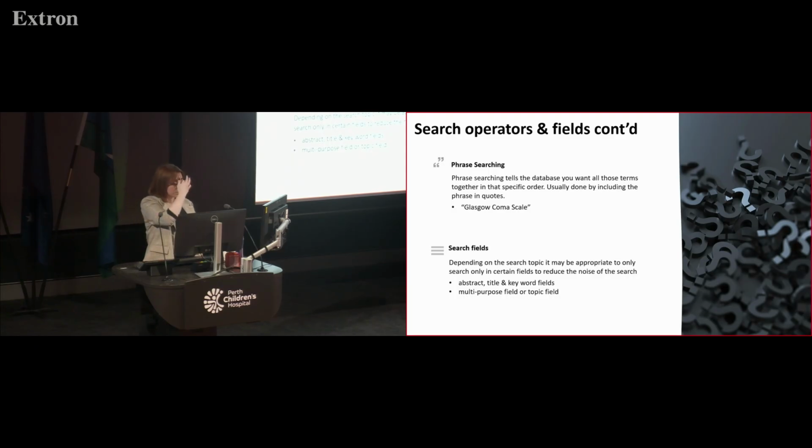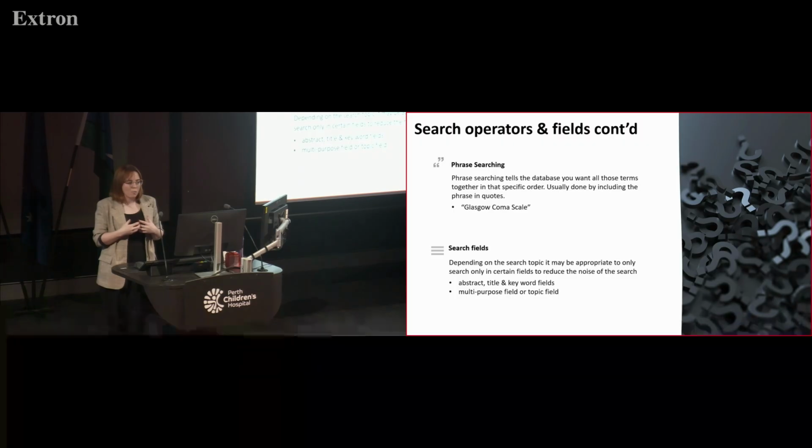And then you've got your search fields. Depending on your search topic, it might be appropriate to search only in certain fields. If it's a very well-known topic, if you think there's a lot out there on it and you might generate noise, you may be best to just search in the abstract, title and keywords fields. However, if it's a relatively up-and-coming research area, you might want to expand your search a little more and search in a multi-purpose field or a topic field, because that may pull in some extra results for you, particularly in a topic that may not have a huge amount written on it.